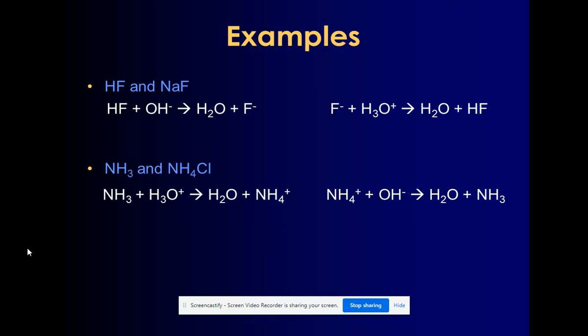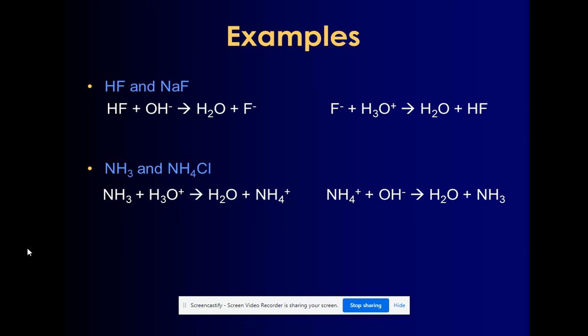And ammonium would be its conjugate acid. The chlorine is just part of the salt that gives us that ammonium ion, just like sodium was a part of the salt that gave us sodium fluoride. Ammonia, being a weak base, reacts with acid to produce ammonium. Ammonium, being a weak acid, reacts with the strong base when that's added to your buffer mixture to produce ammonia.